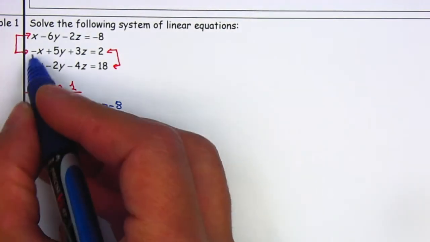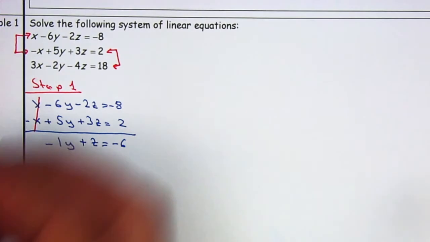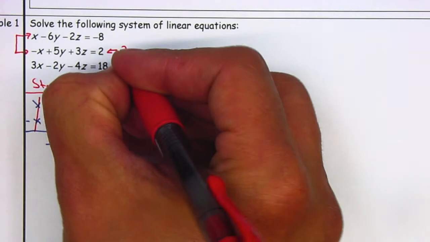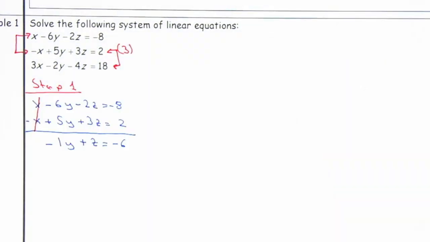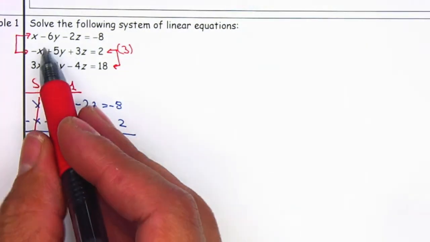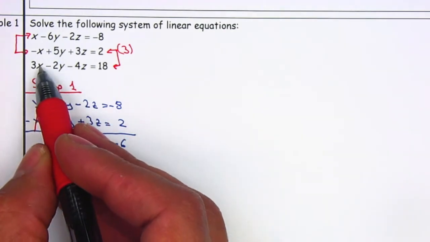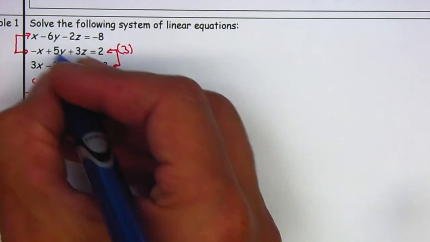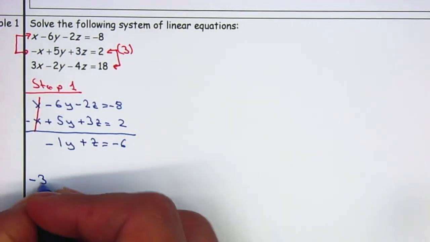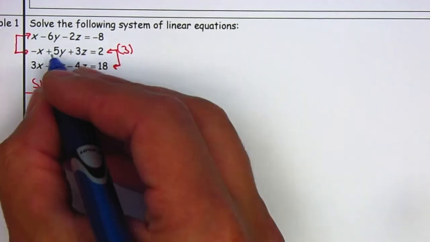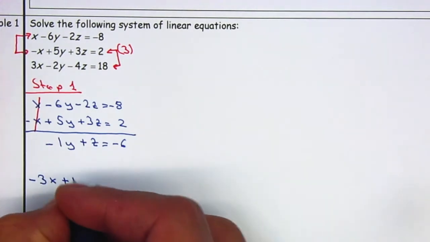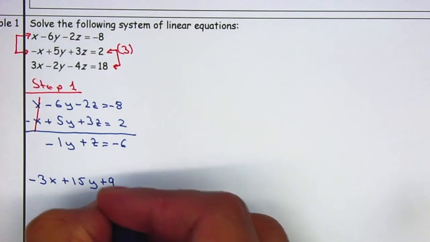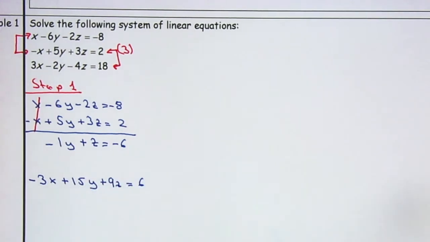Now, in order to cancel the x's, I'm going to multiply the top one by positive 3. So that way, this becomes a negative 3, and a positive 3 will cancel out. I'm going to multiply it out. That gives me negative 3x. Just be very careful when you multiply, because if you mess up on one item, the whole process will be wrong. That gives me 9z is equal to 6.